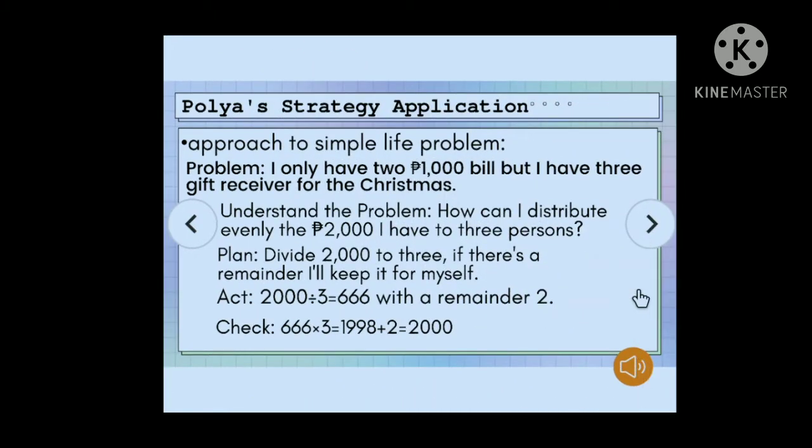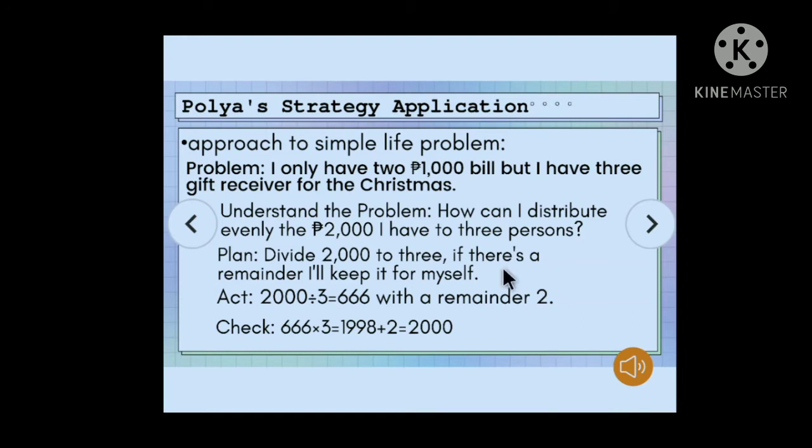In this slide, we are going to apply Polya's strategy to a simple life problem. The problem that I encountered is that I only have 2 1,000 peso bills, but I have 3 gift receivers for Christmas. By applying Polya's strategy, we have to understand the problem first. That gives us: how can I distribute evenly the 2,000 pesos that I have to 3 persons? With that problem, I arrive at a plan to divide the 2,000 pesos by 3, and if there's a remainder, I'll keep it for myself in order to divide the value evenly.